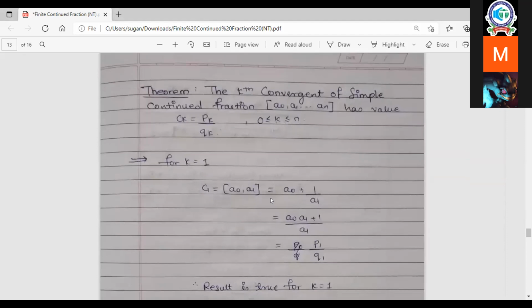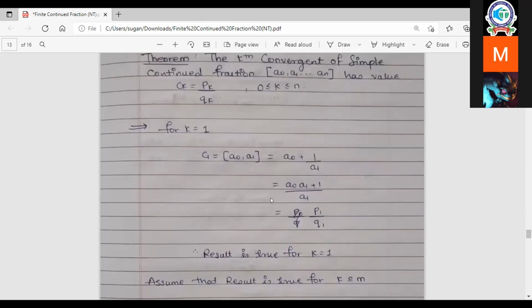Okay, so the theorem is: the convergent of a simple continued fraction A0, A1 up to AN has a value CK equal to PK upon QK, for K less than or equal to n and greater than or equal to 0. We will do this by the induction method. For k equal to 1, we have already proved that C1 equals P1 upon Q1. So the result is fine, you can exclude this theorem.